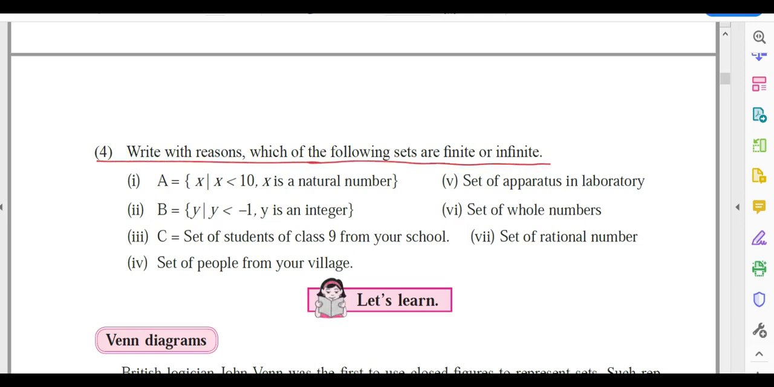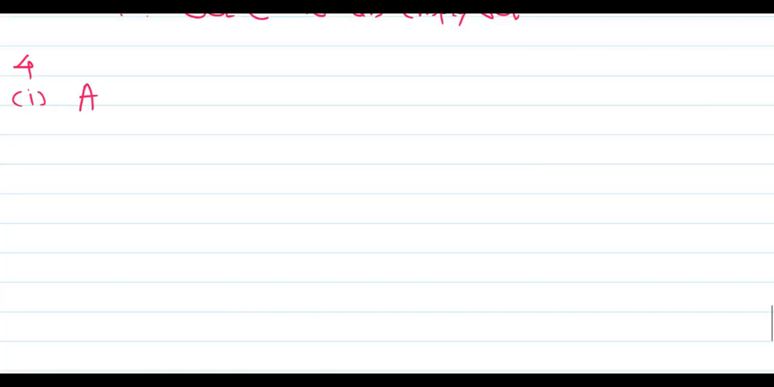Now write, with reason, which of the following sets are finite or infinite. Now the first is A, equal to, in curly brackets, x such that x is less than 10 and x is a natural number. Therefore, the elements in the set A are 1, 2, up to 7, 8, 9. Therefore, the set is a finite set.